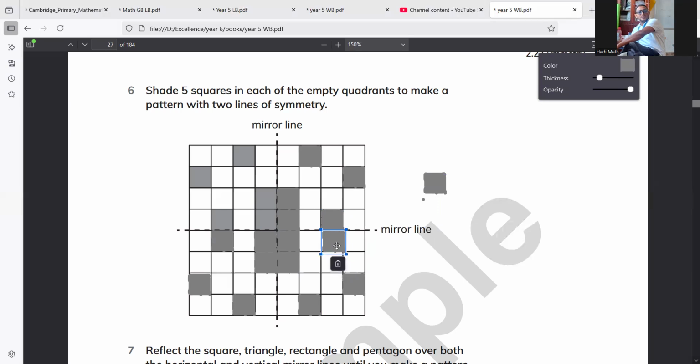So we'll make one here, so it could fold. So fold over each one. This one will fold over this one. This one will fold over this one.